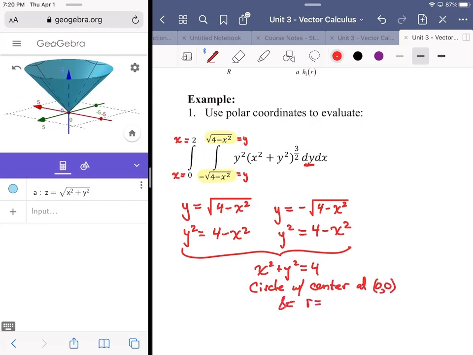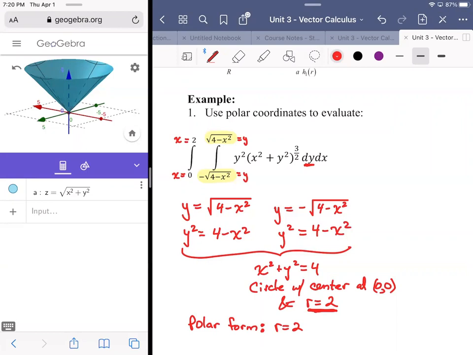And radius equal to 2. All right, now because it's centered at the origin, when I come up with the radius here, I'm actually coming up with the polar equivalent for that graph. All right, so the polar form is r equals 2.